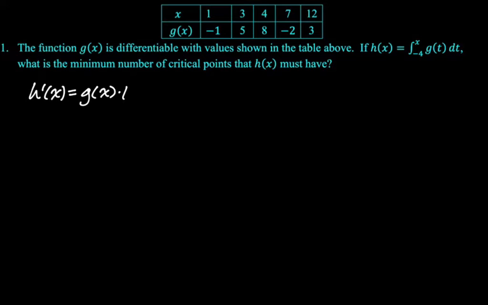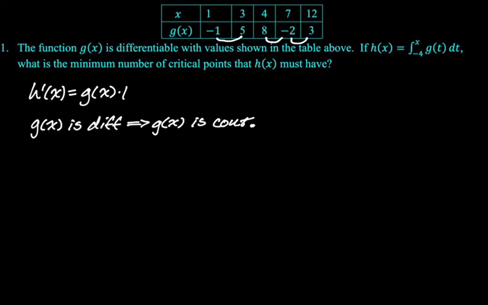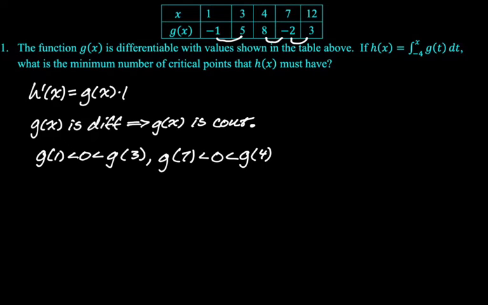So we need to establish that g of x is continuous. It's not actually given, so I'm going to say that g of x is differentiable, which implies g of x is continuous. Now I'm going to use the intermediate value theorem to find zeros of g of x. If you look at the table, you got one there, one there, and one there. So we're looking for just sign changes in the y values. I'm going to write down those intervals. So I have g of 1 is less than 0 is less than g of 3. G of 7 is less than 0 is less than g of 4, and g of 7 is less than 0 is less than g of 12.